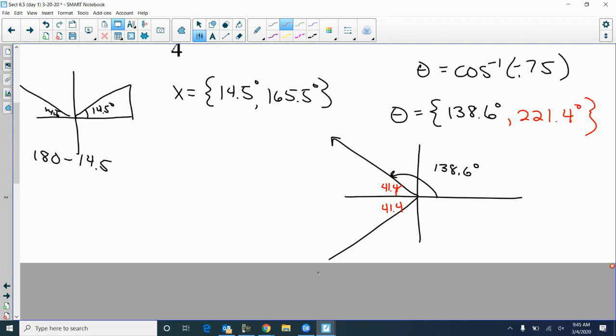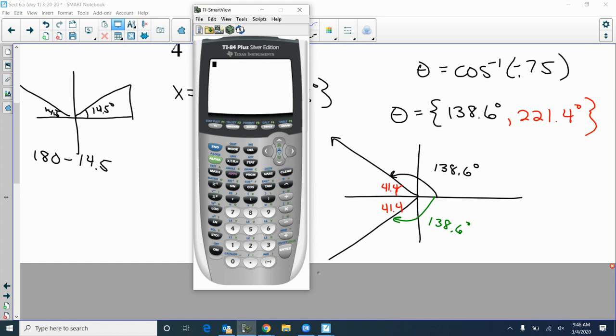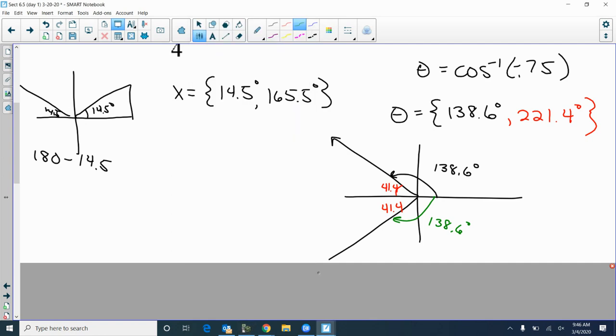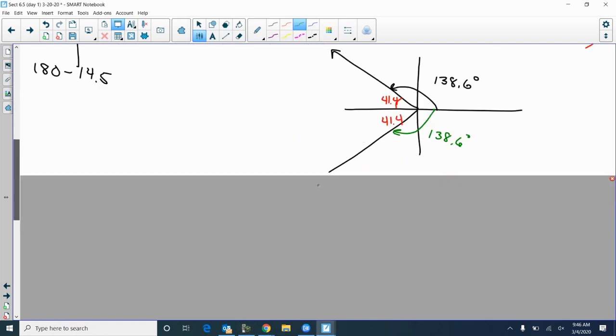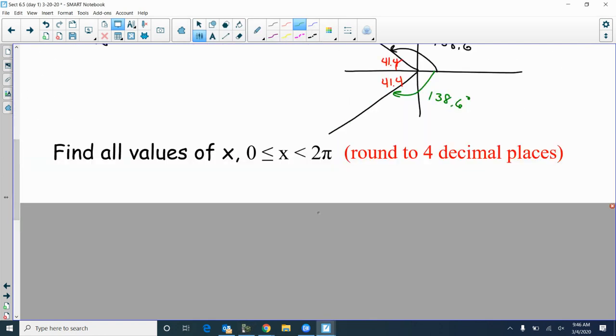Some of you may have noticed you didn't have to find that reference angle. There's really another way I could go about it. If this is 138.6, you could have just taken 360 minus 138.6 to get the same thing. But it really doesn't matter which direction you go. I like to do the reference angle because I think you're more familiar with it.